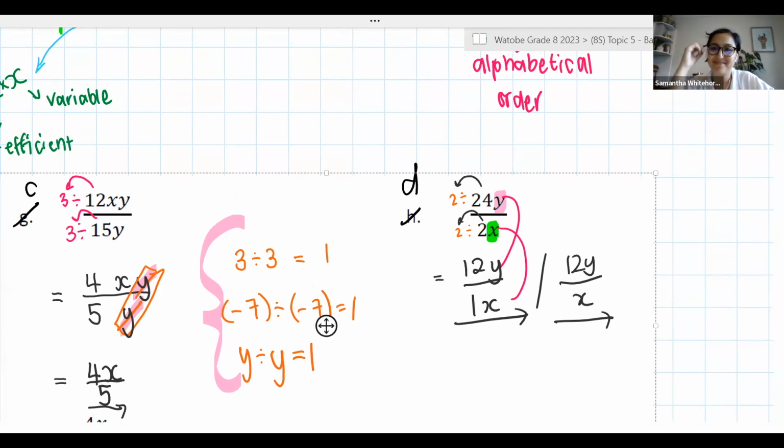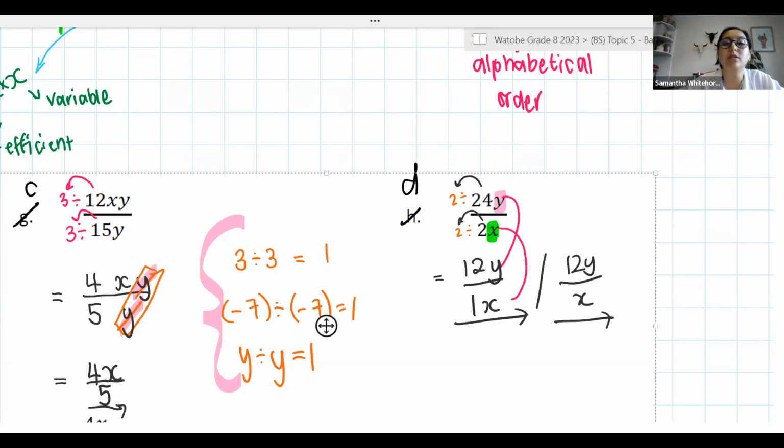Hi, ma'am. Ma'am, I don't understand C. Sorry, which one don't you understand? The C one, the 12xy over 15y. Okay, so which part don't you understand? How we got 4x over 5, ma'am?